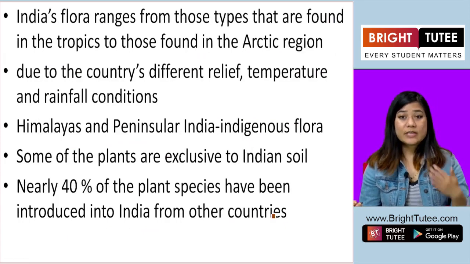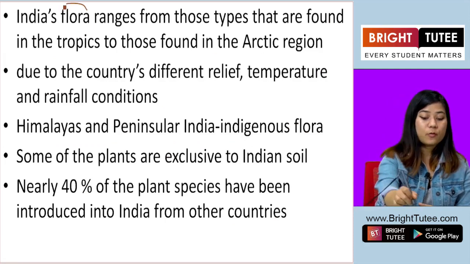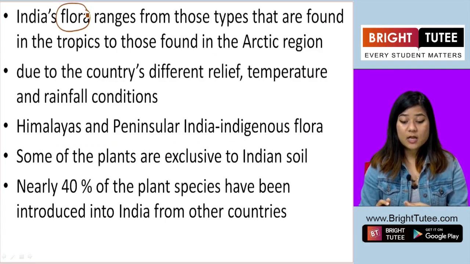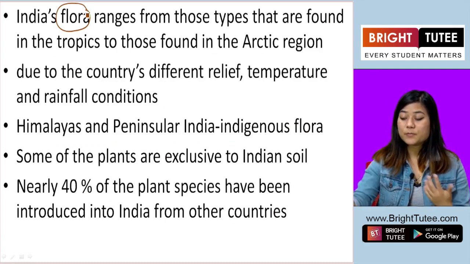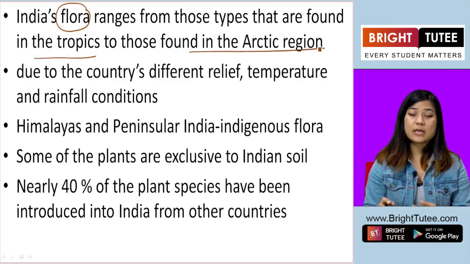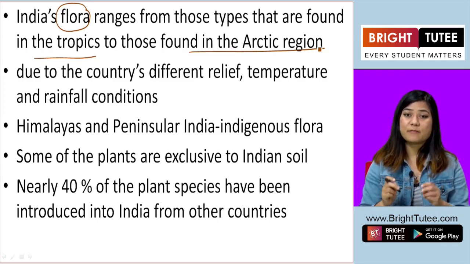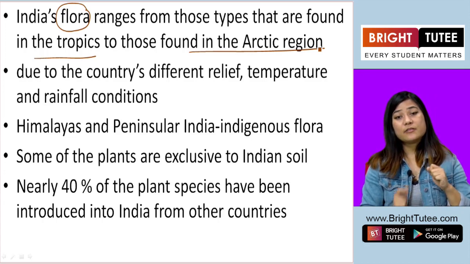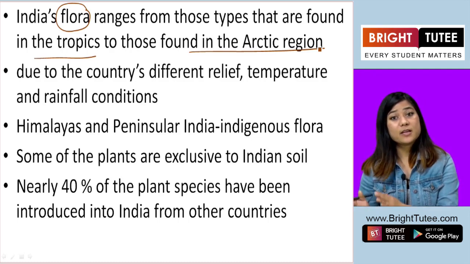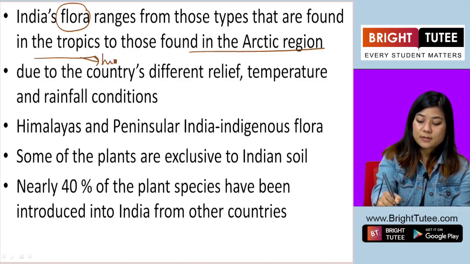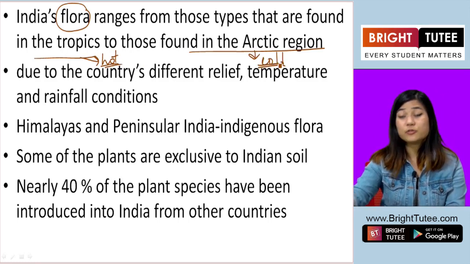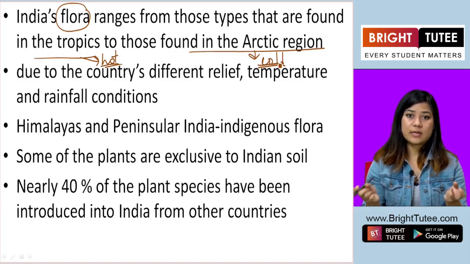Now in India, the flora, now we know what flora is, right? The vegetation, the plants and trees. The flora ranges from those that are found in the tropics to those that are found in the Arctic region, meaning the trees found in our country range from those found in very cold areas to those found in very hot areas. Tropics mean hot areas, Arctic region means cold areas. So we have both kinds of flora in our country.